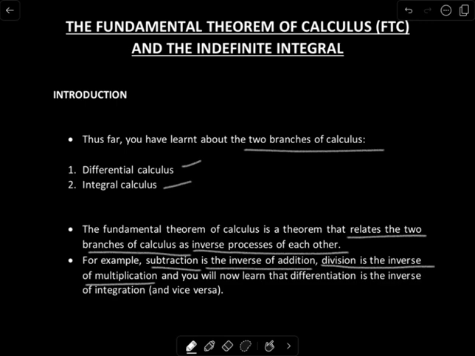And you will now learn that differentiation is the inverse of integration and vice versa. So to undo differentiation, in a sense, you can think about integrating. And then to undo integrating, you can do differentiation. So that's what we have. Differential and integral, or differentiation and integration, are inverse processes, just like we have subtraction and addition being inverse, and division and multiplication being inverse processes.